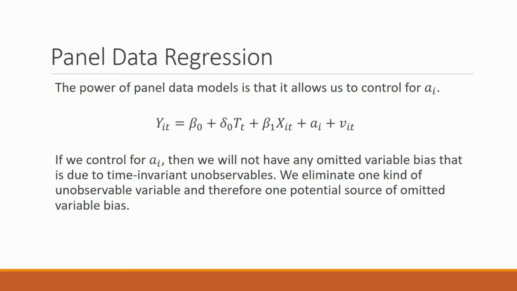Now, in the past, when we've worked with a cross-sectional regression model, we have only been able to control for observable variables. We've only been able to control for variables that we include in the model. So we're only able to control for variables that are observable.